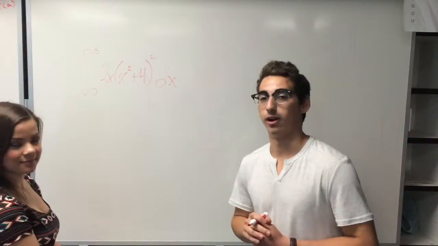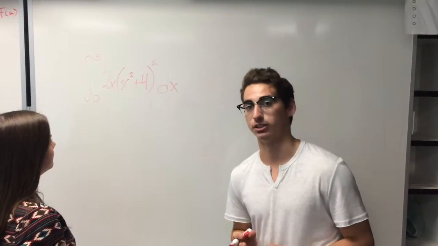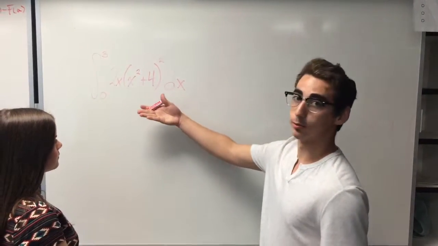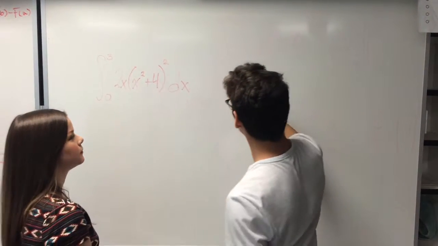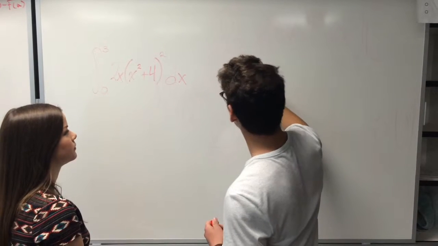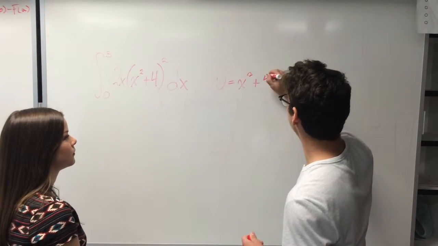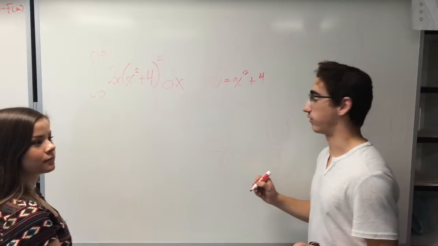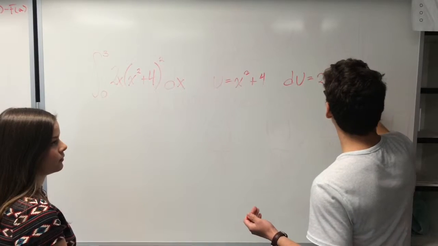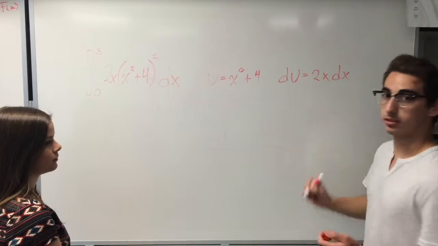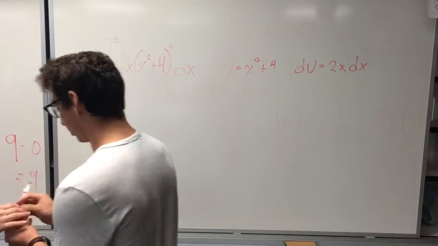Hello, and welcome to the second problem in calculus where we'll be using U substitution. So this is the problem we'll be using, and when you have your problem, you take what's in the parentheses and set it equal to U. So U equals x squared plus 4. And then you find the derivative of U, which is 2x dx. Then you will take this, and Kelly will show you what to do next.